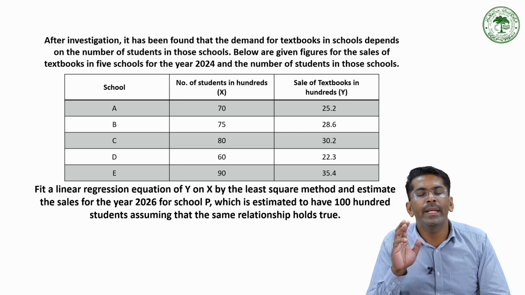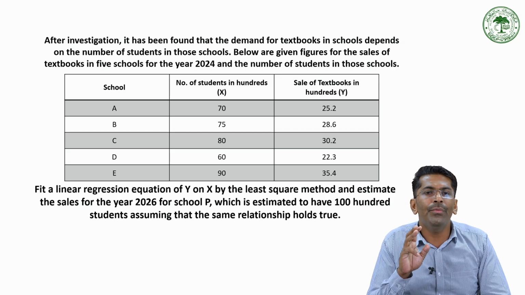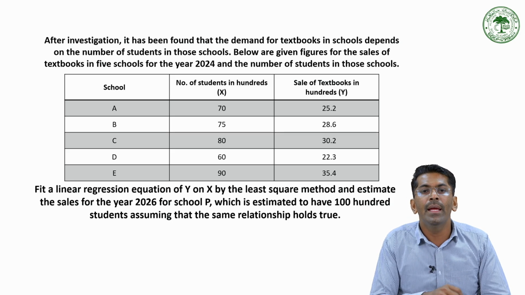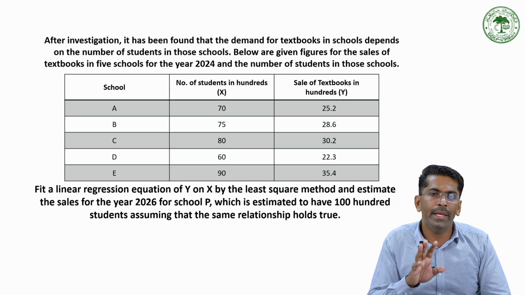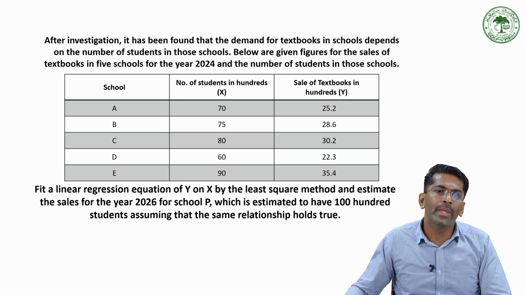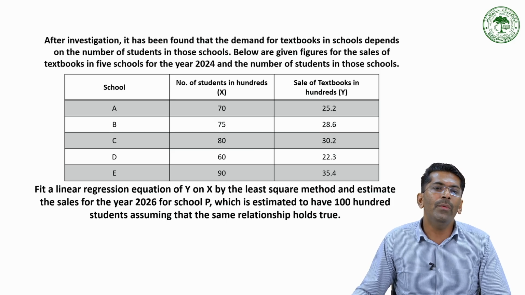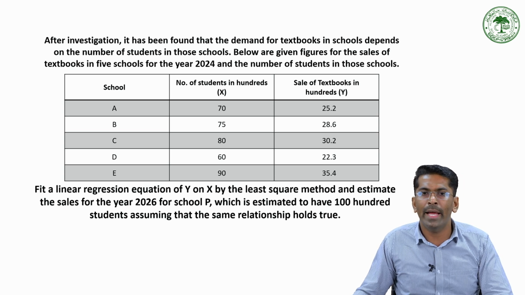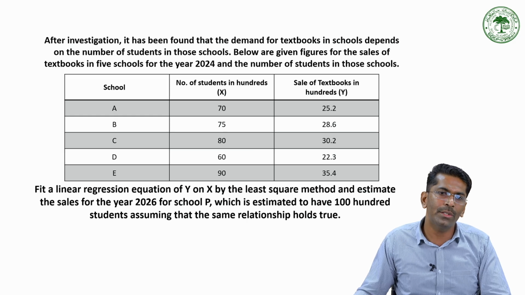After investigation, it has been found that the demand for textbooks in a school depends upon the number of students in the school. Below is the given figure on the sales of textbooks of 5 schools in the year 2020-24, and the number of students is also given here. This is the table, number of students in thousands and sales of textbooks in 100. What we want to do is fit a linear regression equation of y on x. Here y is the dependent variable and x is the independent variable, using the least square method.